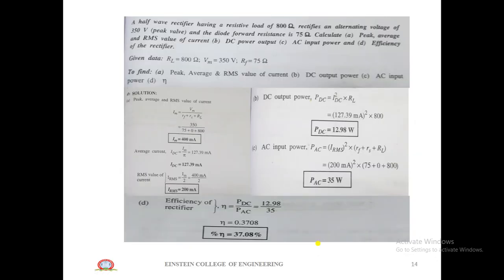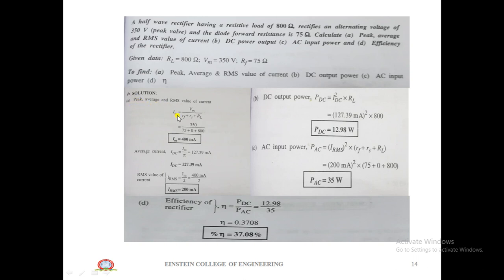Now we simply solve a simple problem. A half wave rectifier having a resistive load of 800 ohm rectifies an alternating voltage of 350 volt, and the diode forward resistance is 75 ohm. Calculate the peak, average and RMS value of the current, DC power output, AC input power, and efficiency of the rectifier. So first we are going to find the peak, average and RMS value.